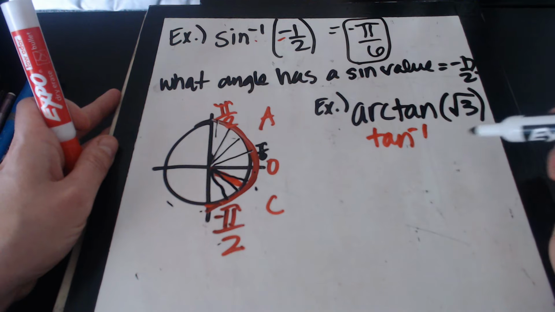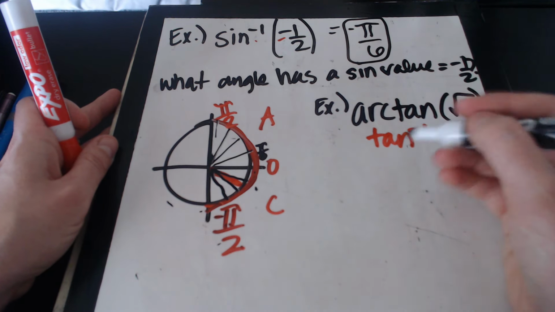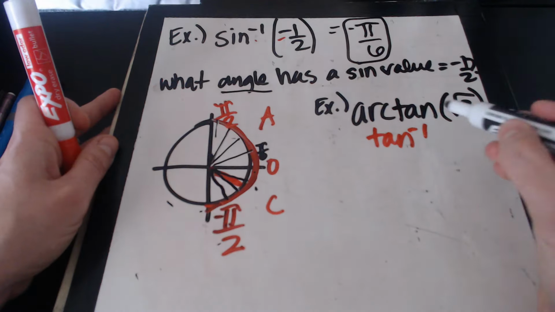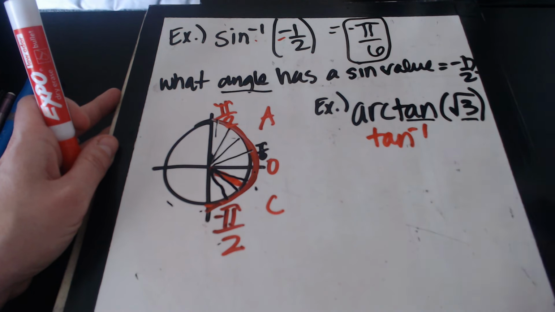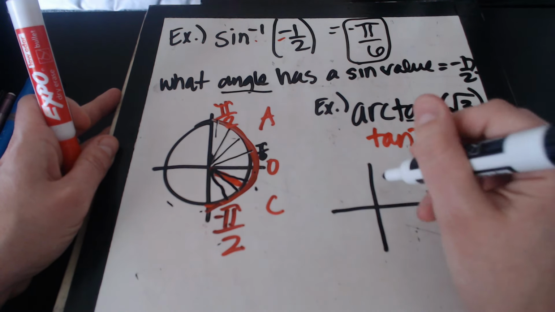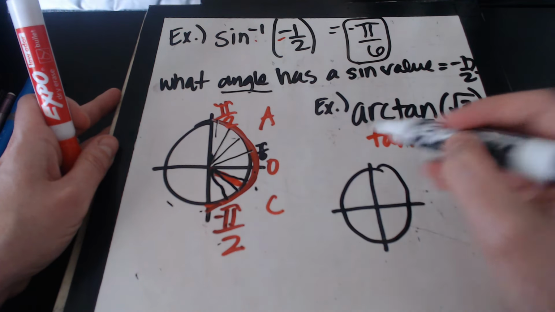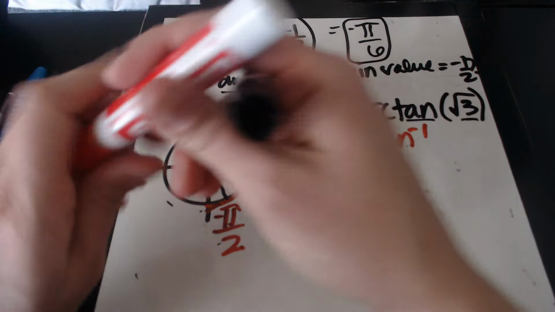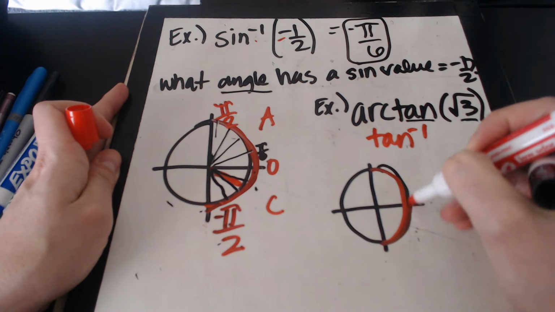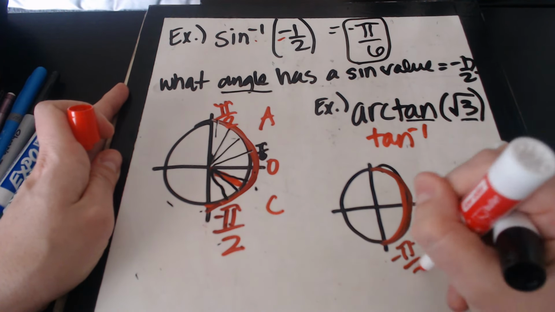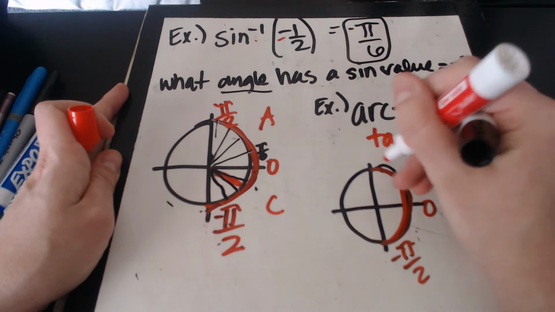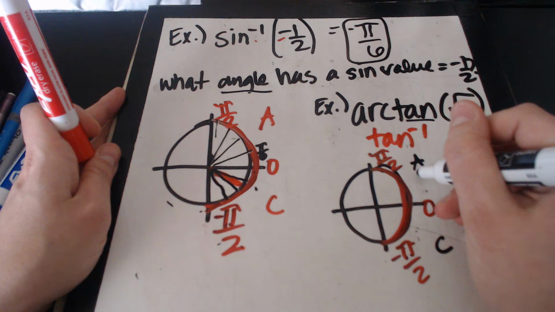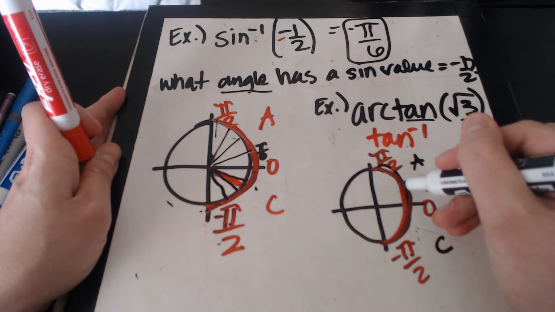Okay, so I want to know what angle has a tangent value of √3. All right, so we look at our unit circle. Arctan or tangent inverse follows the same rules as sine inverse. So again, I can only use this side of the unit circle. So my options are from negative pi over 2 to pi over 2. Okay, now what I need to remember is what angle has that value. This is a positive √3, so I know I have to be in the first quadrant.